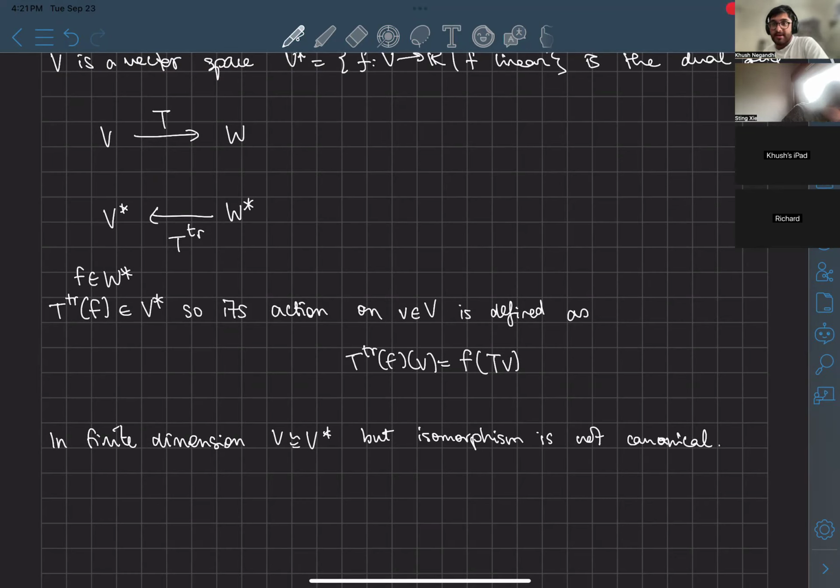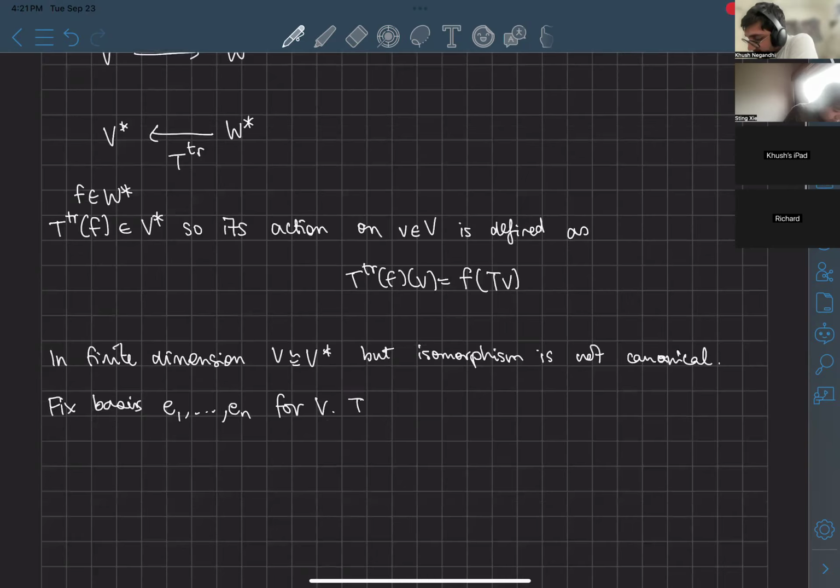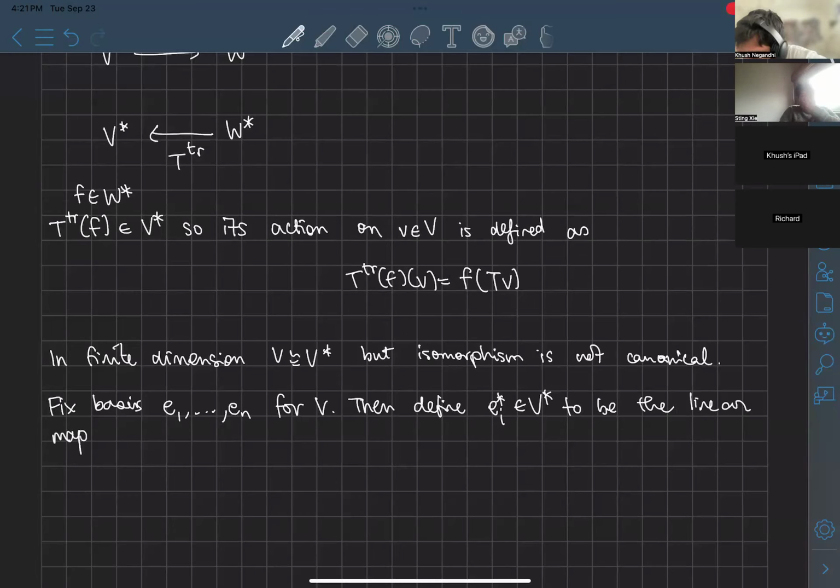So let's just give that isomorphism really quickly. Fix a basis, pick basis e1 up to en for V. Then define e_i star in V star to be the linear map such that e_i star of e_j is equal to delta_ij.